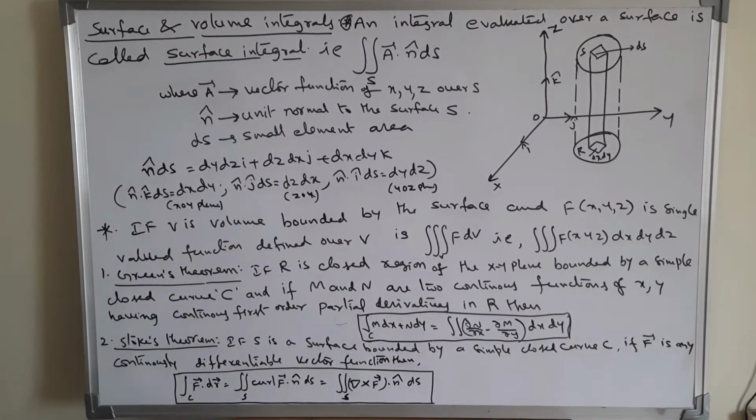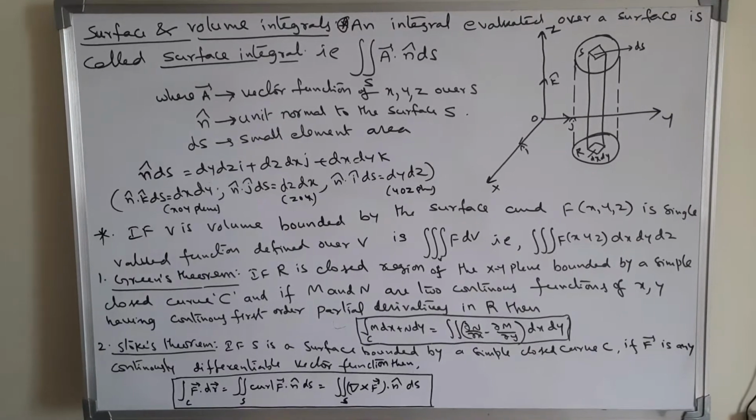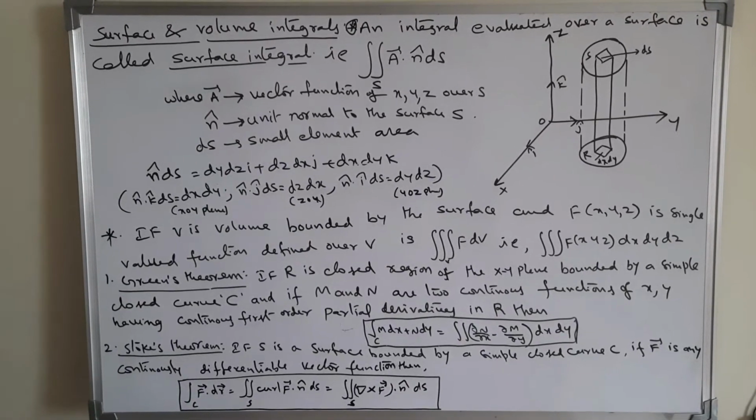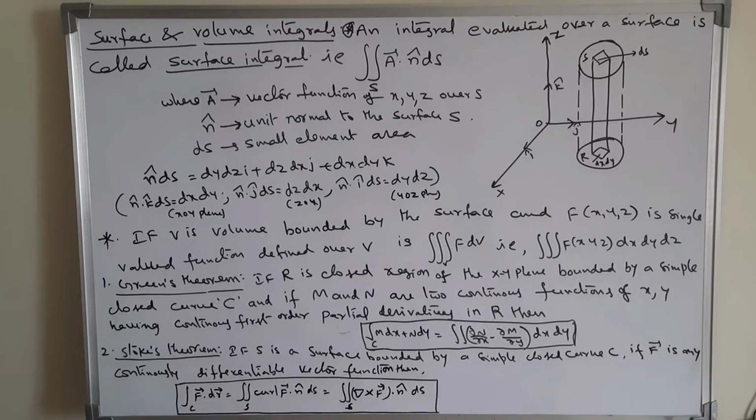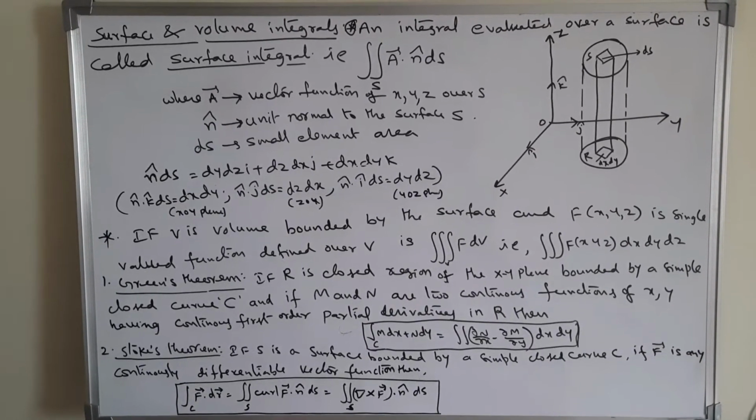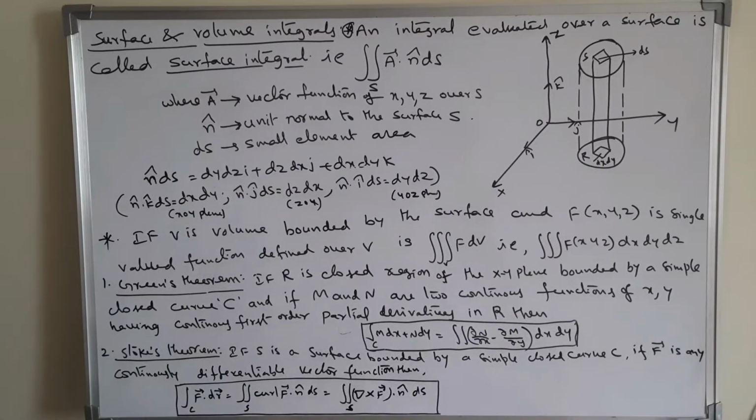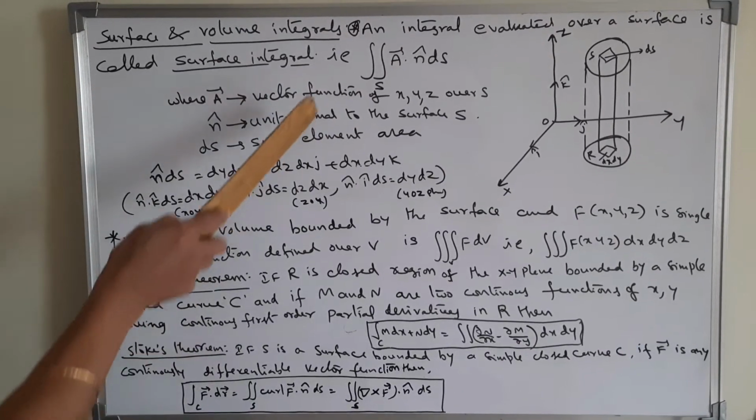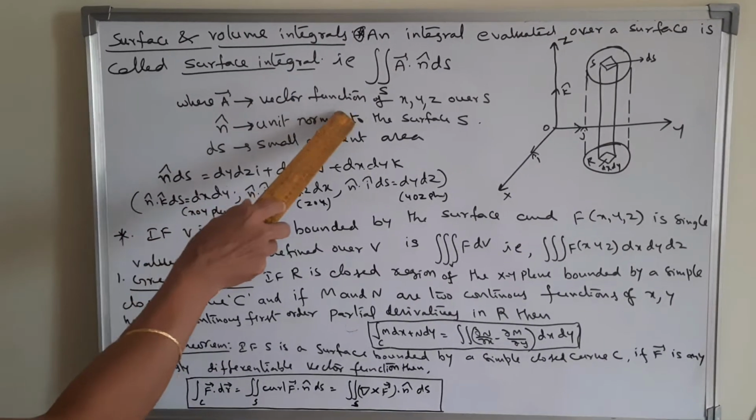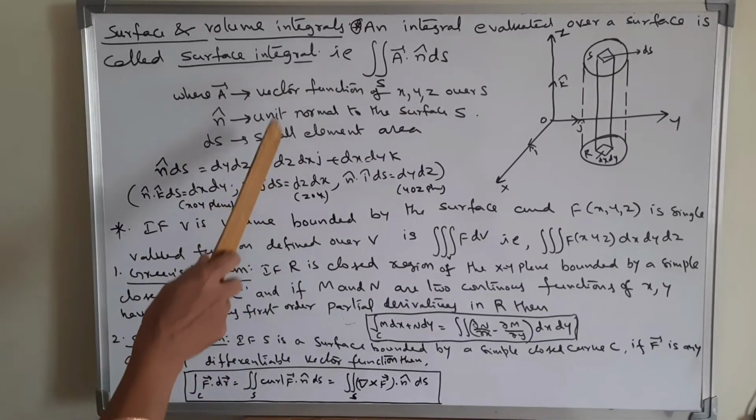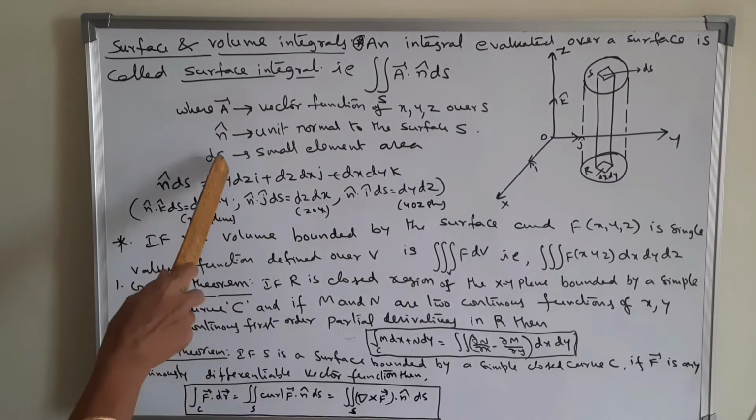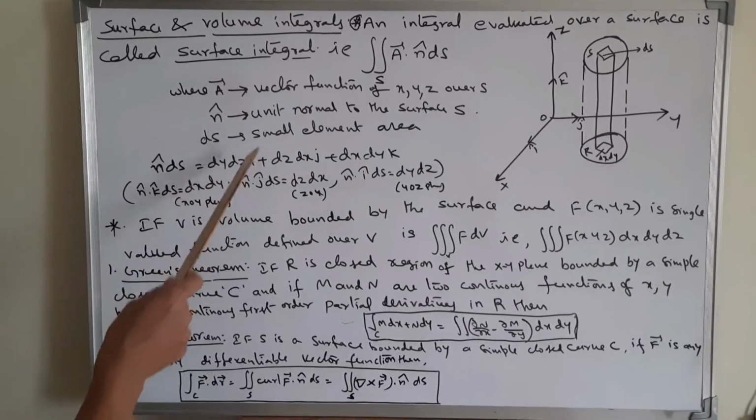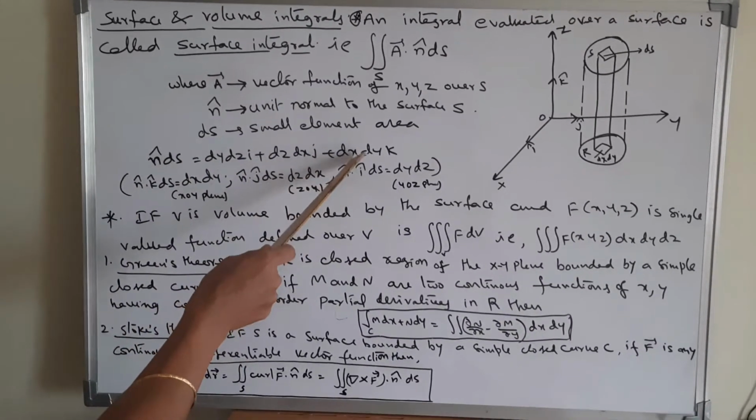In particular, they are used for calculating the mass of a shell, the center of mass and moment of inertia of a shell, gravitational force and pressure force, fluid flow and mass flow across a surface, like that. The surface integral is denoted as the double integral of A bar dot n cap dS over S, where A bar is a vector function of x, y, z over S, n cap is the unit normal to the surface S, and dS is a small element of area. So n cap dS means dy dz i plus dz dx j plus dx dy k.